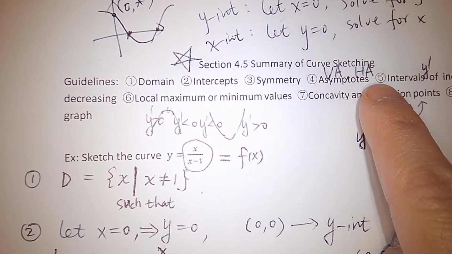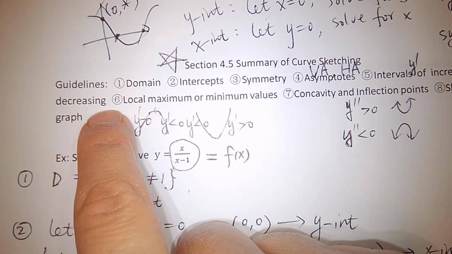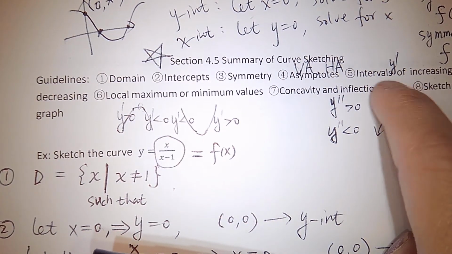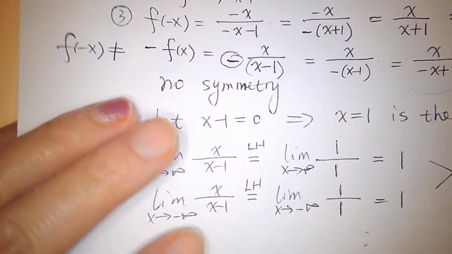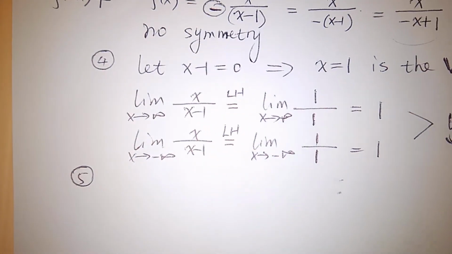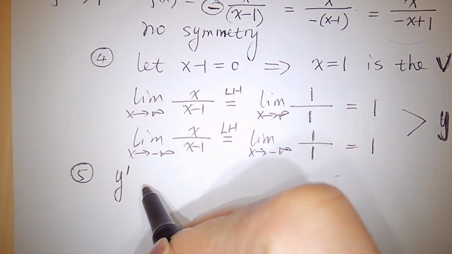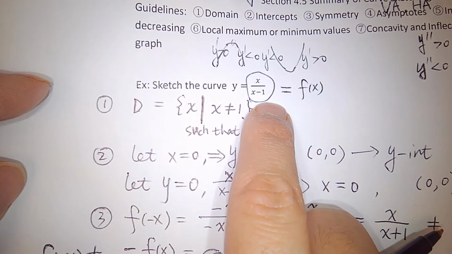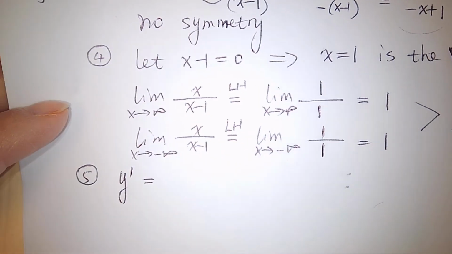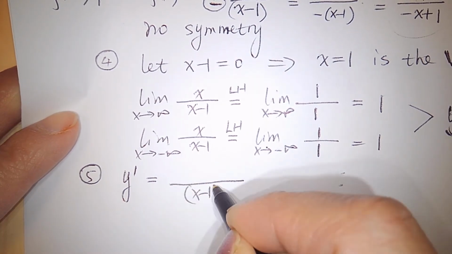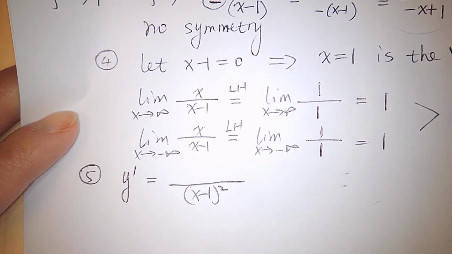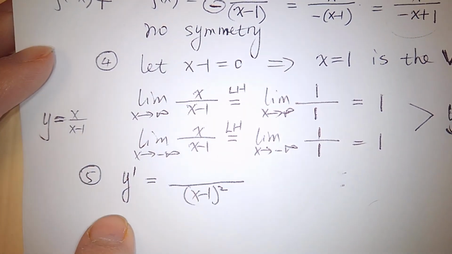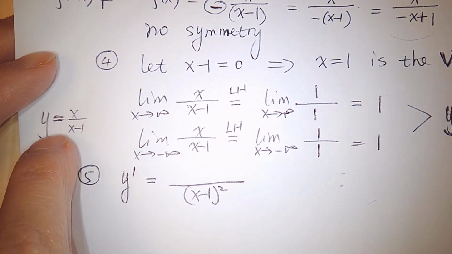Step 5. What is the interval of increasing or decreasing for the function? What should we do? Check what? First order derivative. Okay? So step 5, differentiate y. What is y? x over x minus 1, right? So differentiate that by using what? Quotient rule, right? So differentiating y by using the quotient rule will have us what?